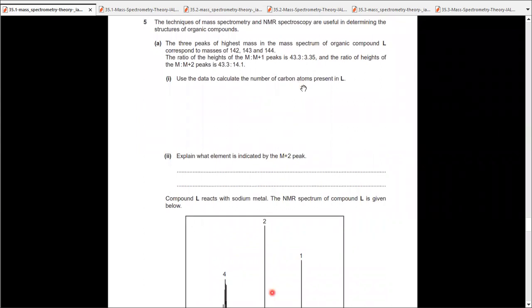The techniques of mass spectrometry and NMR spectroscopy are useful in determining the structures of organic compounds. The three peaks of highest mass in the mass spectrum of organic compound L correspond to masses of 142, 143, and 144. The ratio of the heights of the M and M plus 1 peaks is 43.3 and 3.35, and the ratio of heights of the M and M plus 2 peaks is 43.3 and 14.1. Use the data to calculate the number of carbon atoms present in L. This is a good one.